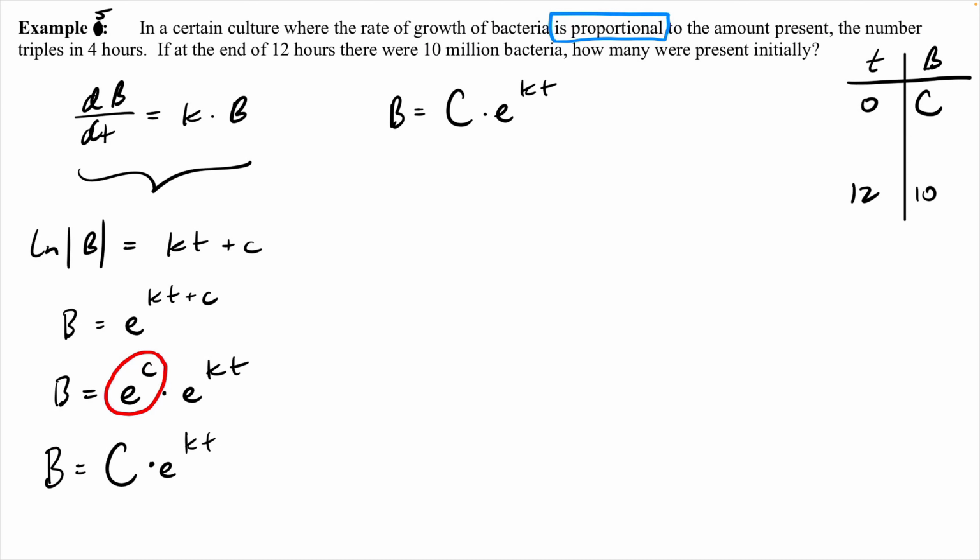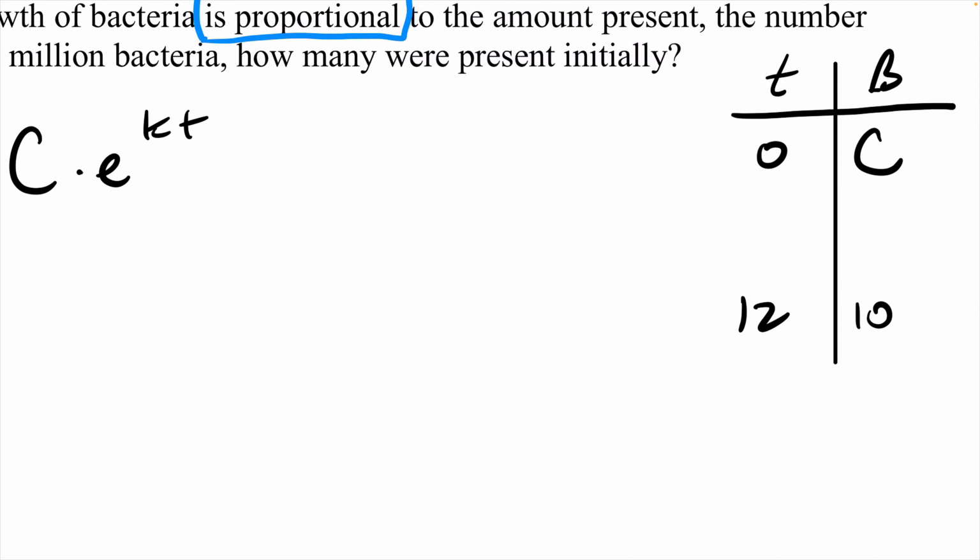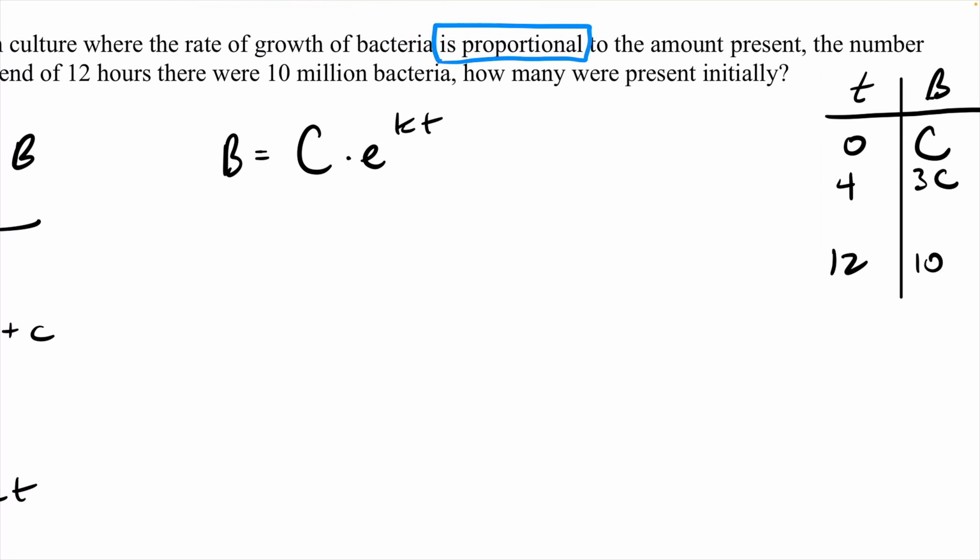So this is what I'm going to do. I'm going to go back to where it says I know how fast it's growing. How fast is the bacteria growing? Every 4 hours it triples, right? So every 4 hours, how much is going to be there? 3C. That's the point I'm going to plug in right now. So B is 3C, T is 4. In other words, 3 capital C equals capital C times e to the 4K.